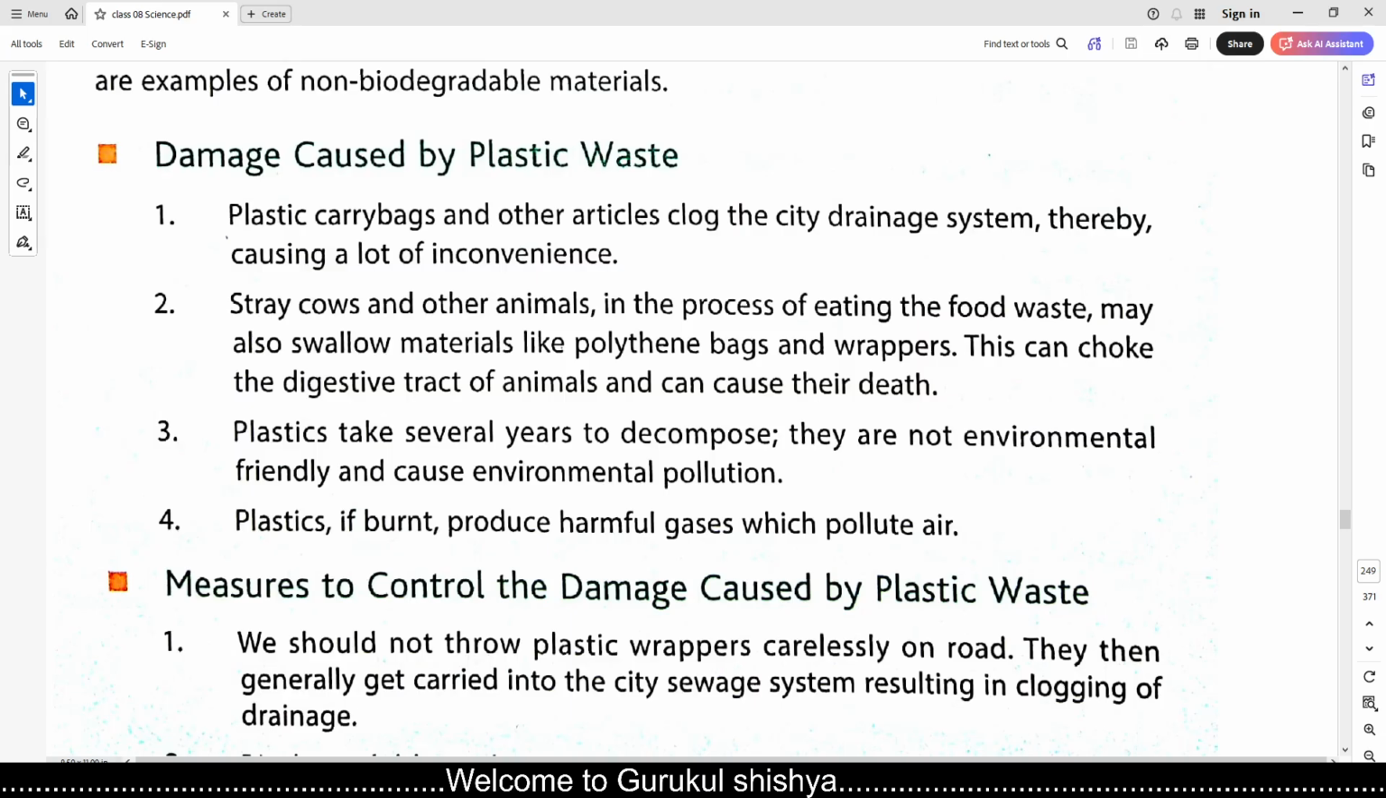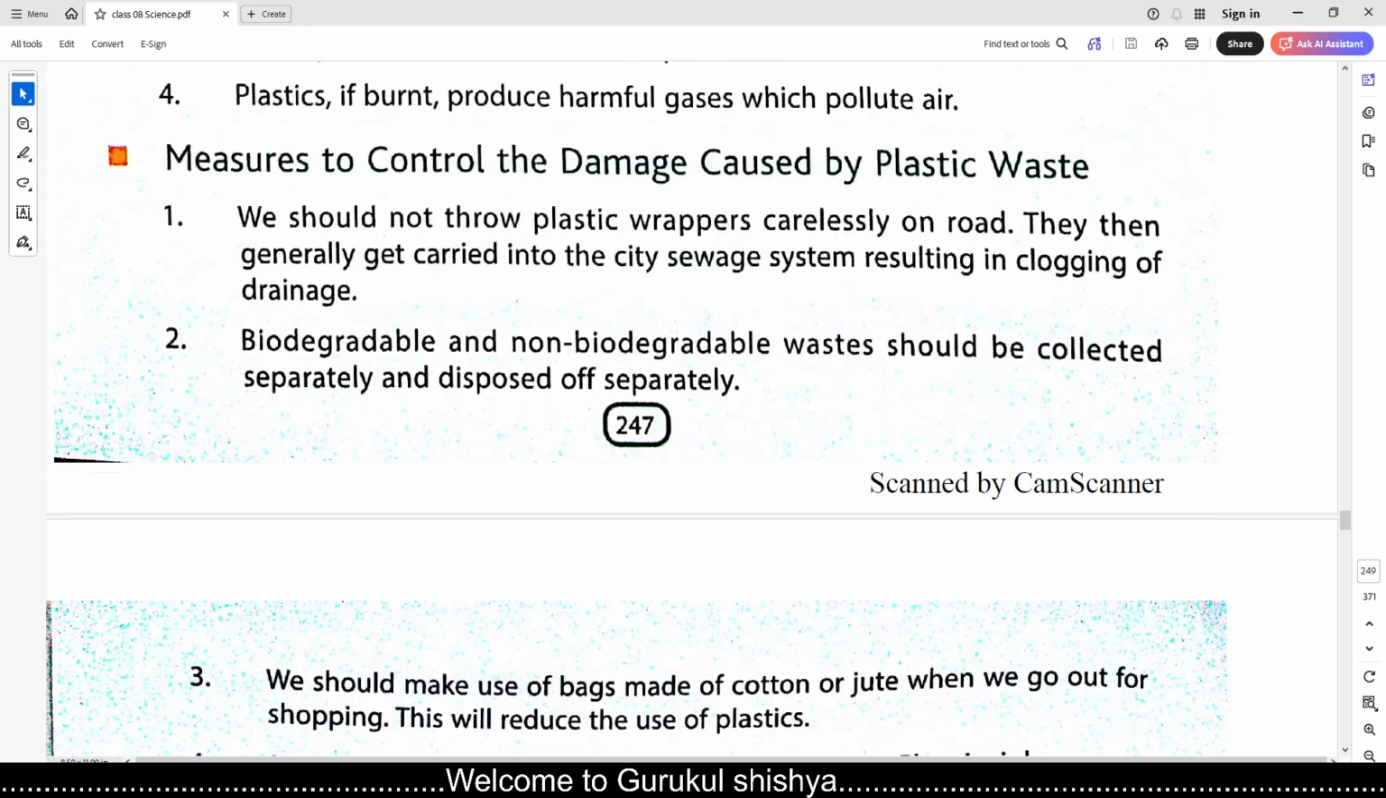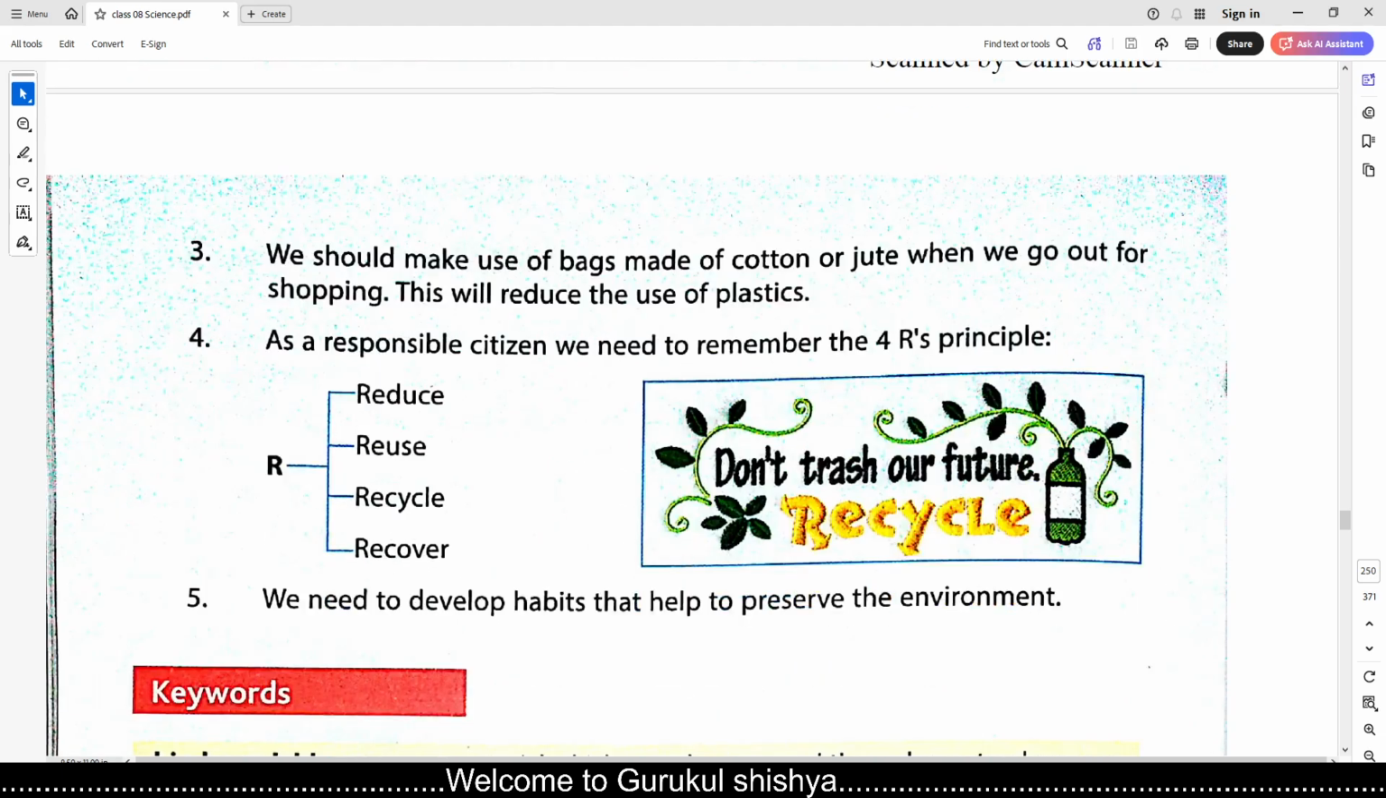Measures to control the damage caused by plastic waste. We should not throw plastic wrappers carelessly on road. They then generally get carried into the city sewage system, resulting in clogging of drainage. Biodegradable and non-biodegradable wastes should be collected separately and disposed of separately. We should make use of bags made of cotton or jute. When we go out for shopping, this will reduce the use of plastics.